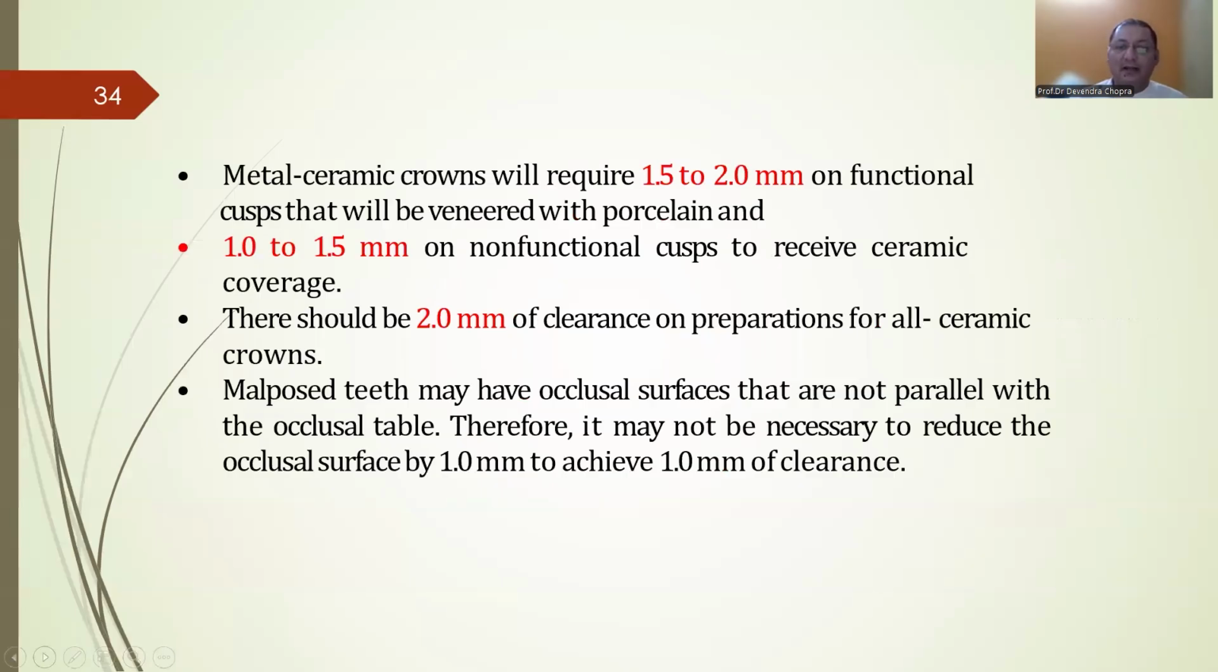So metal ceramic crowns will require 1.5 to 2 millimeter on the functional cusp and 1 to 1.5 millimeter on the non-functional cusp. And there should be 2 millimeter of clearance on preparation for your metal-free or all ceramic crowns and bridges. Next slide.